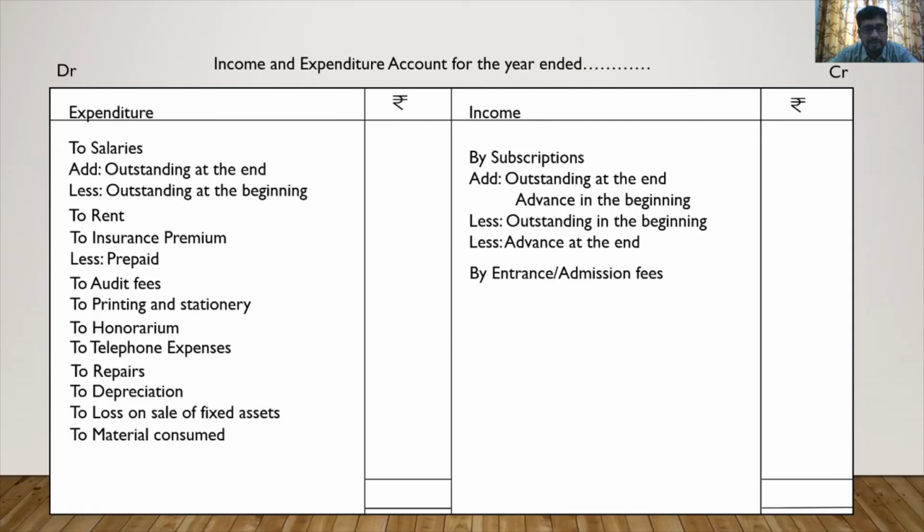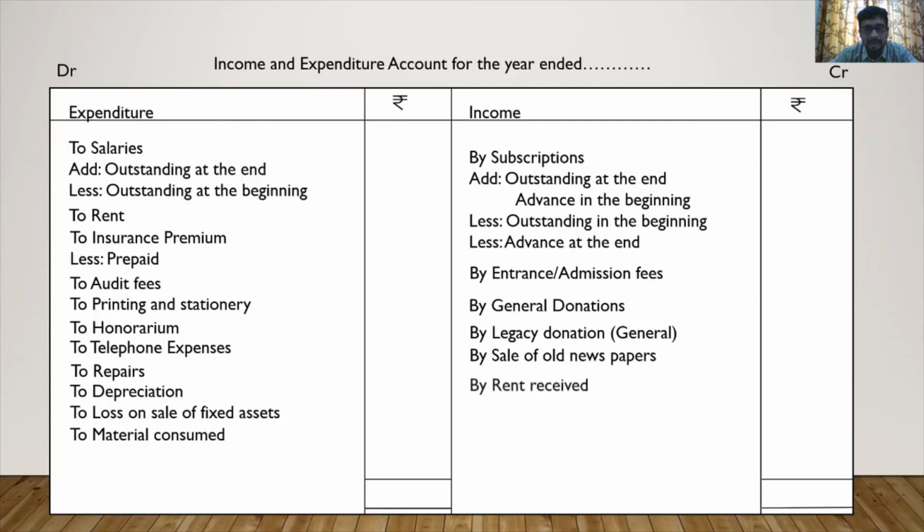By entrance or admission fees is revenue income of a not-for-profit organization. By general donations, if this is a specific donation, then a specific donation will be recorded in the balance sheet, liability side. General donations will come here in the income side. By legacy donation, if legacy is general, not for any specific purpose, then it will be recorded in the credit side. Otherwise, it will be recorded in the liability side of the balance sheet. By sale of old newspaper, by rent received, by gain on sale of fixed assets is income.